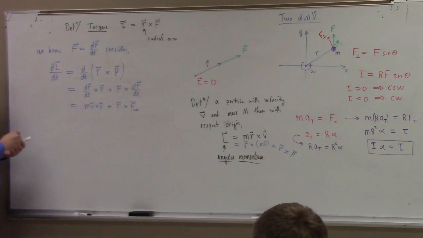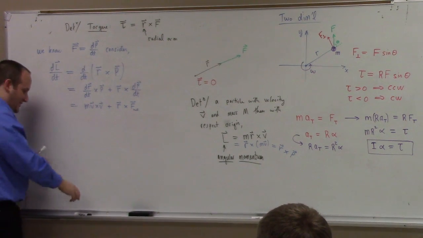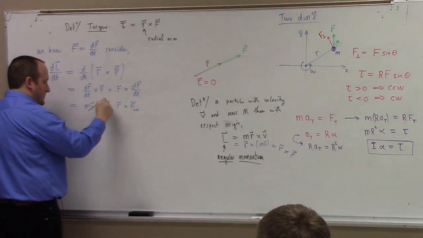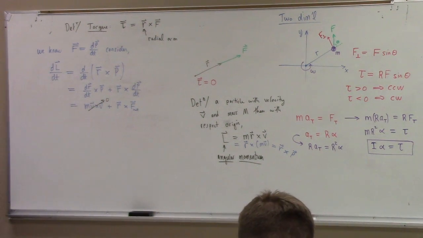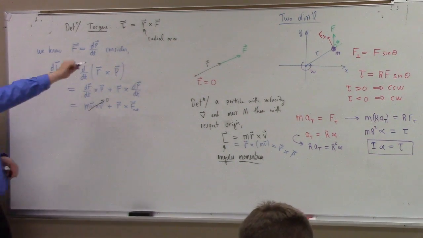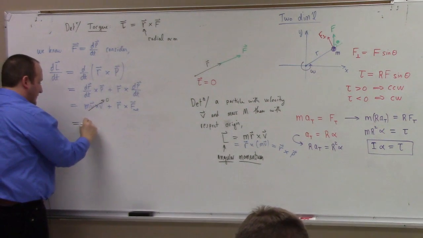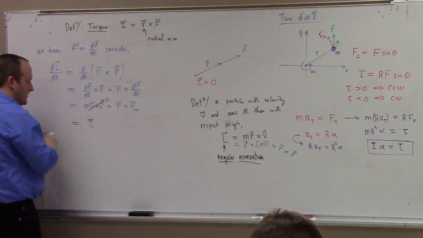You guys, this is low-hanging fruit. You should seize it. Did someone say 0? This is 0. The cross product of any vector with itself is 0. What's r cross F? Well, we just defined this a second ago. It's torque. So the instantaneous rate of change of the angular momentum is the torque.